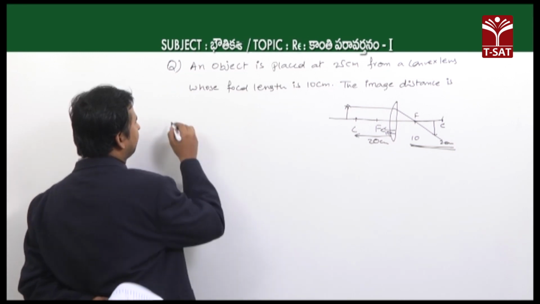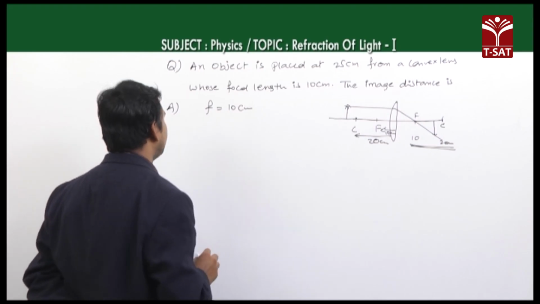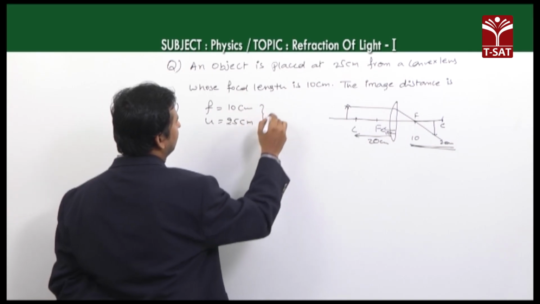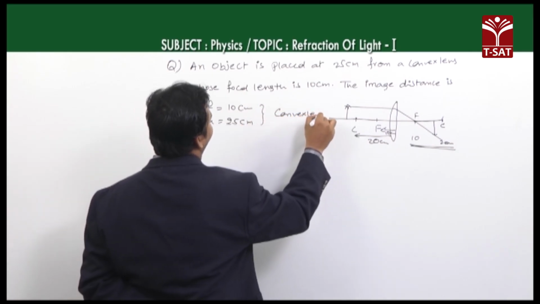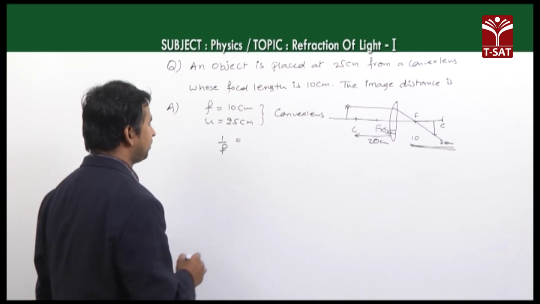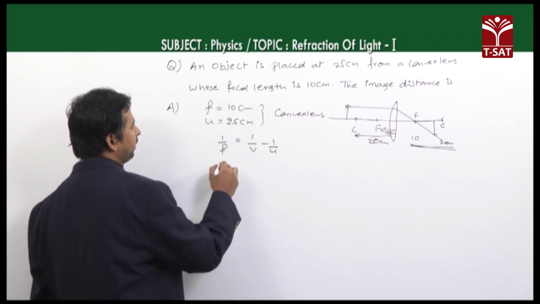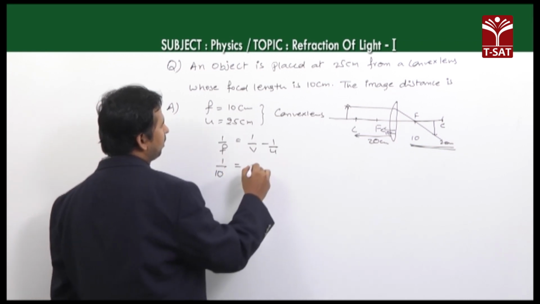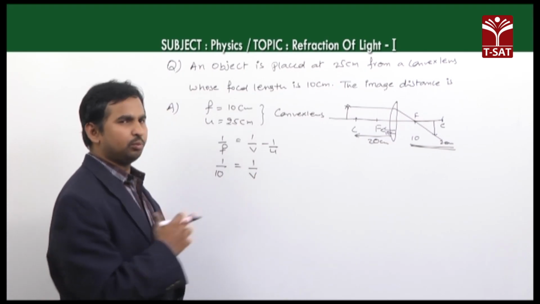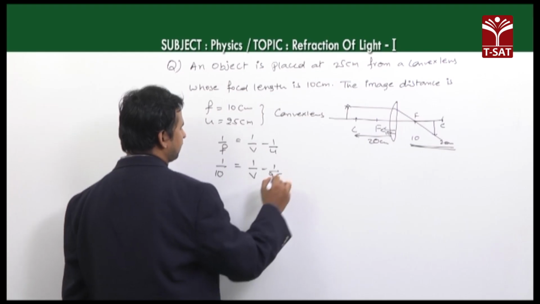Now, as given, the focal length is 10 centimeters, the object distance is 25 centimeters, and the lens we are using is a convex lens. First we substitute the values in our lens formula, where 1 by f is equal to 1 by v minus 1 by u. The focal length given is 10 centimeters, and the image distance we don't know, but from the ray diagram it should be in between F and C, and minus 1 by the object distance, which is 25 centimeters.